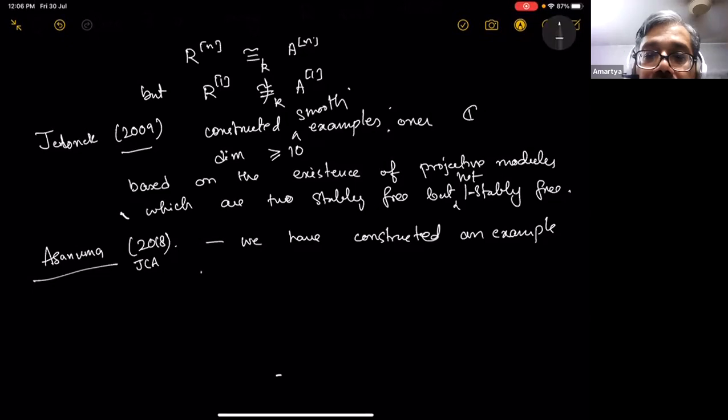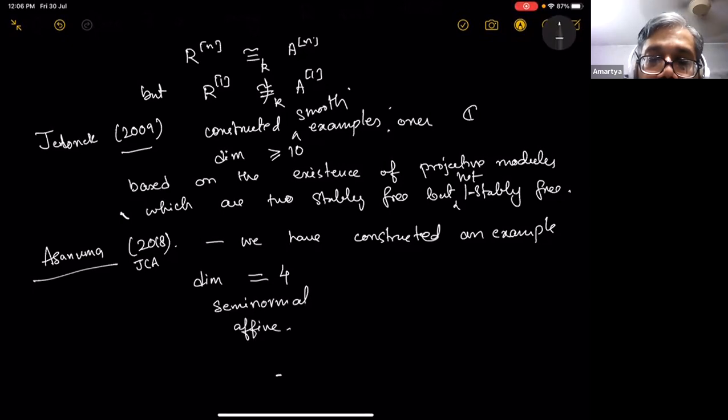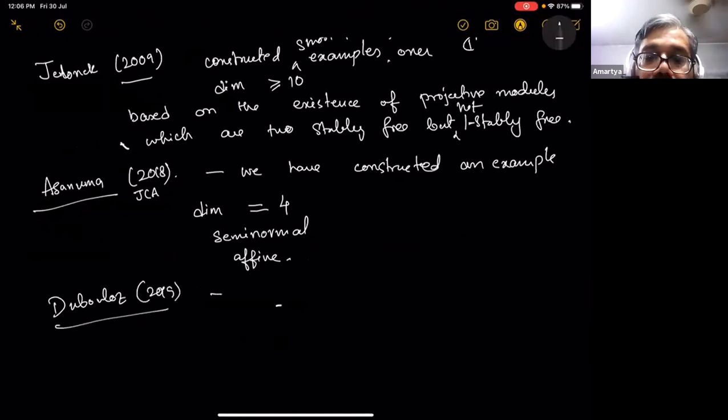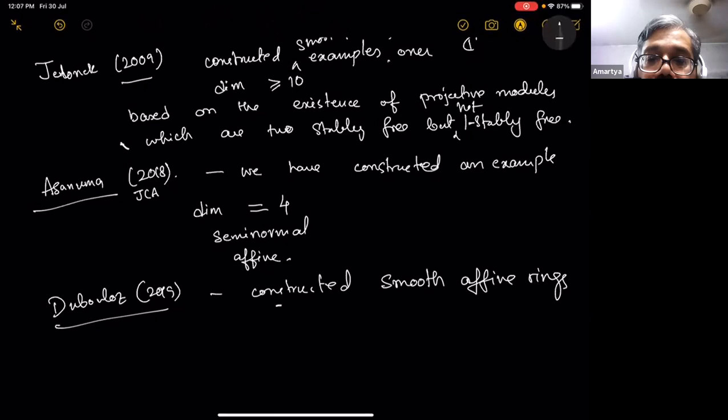So we have constructed a ring of dimension 4. It is semi-normal and affine. So this was in construction. Recently, Dubolos has constructed an example. So he had completed the story, constructed smooth affine rings over complex numbers, which probably can be extended to any field of characteristic 0.